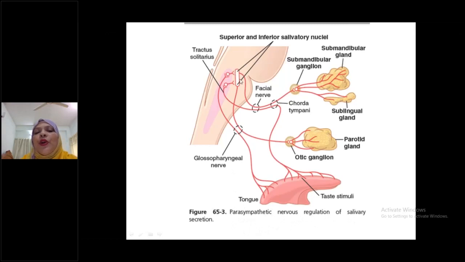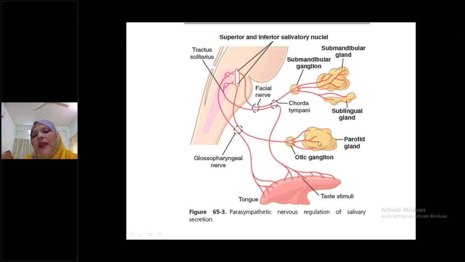So see here, parasympathetic regulation, two nuclei involved here, superior and inferior salivatory nucleus, which are present in the pons and medulla oblongata, that is in brain stem. Then tractus solitarius, then facial nerve and glossopharyngeal nerve involved here. Through facial nerve, that is submandibular ganglion, then it is supplied to the submandibular gland and sublingual gland.